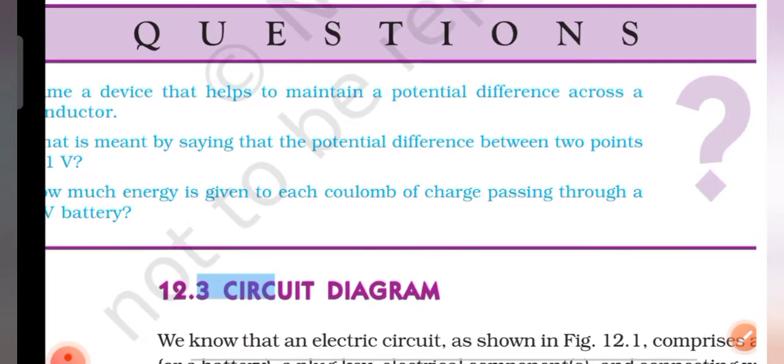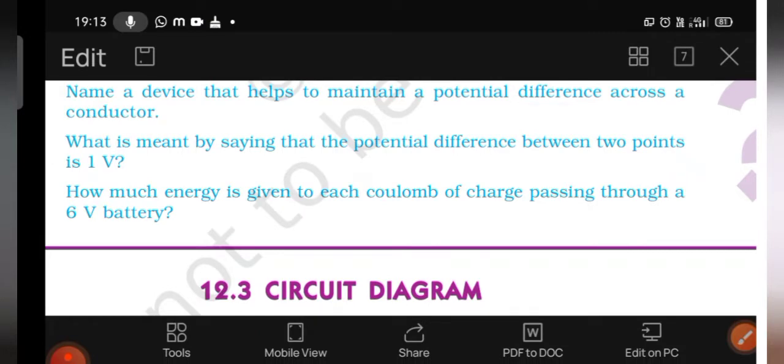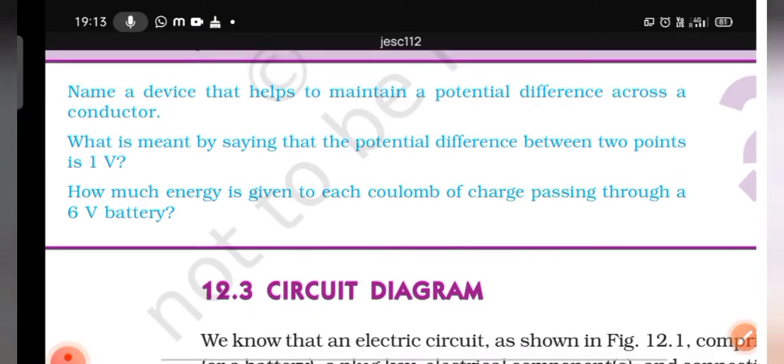Now we will solve the questions. Name a device that helps to maintain a potential difference across a conductor.